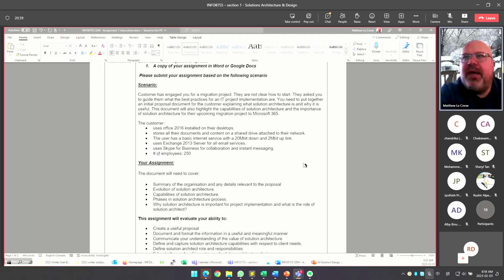And if you leverage the content from slide 11, please put the reference in your document if you're going to reuse that slide, okay? And then you need to explain to the business why solution architecture is important for the project and what the benefits are. So that's all I have today.